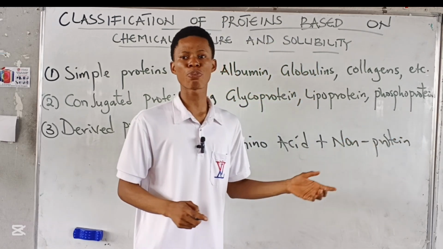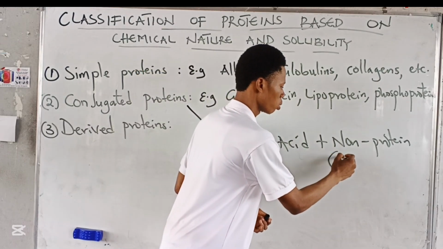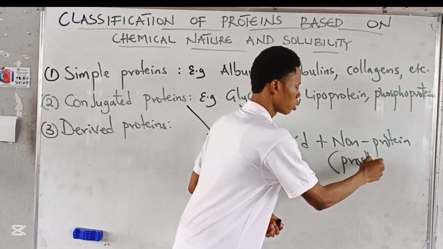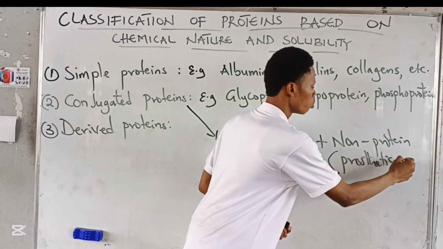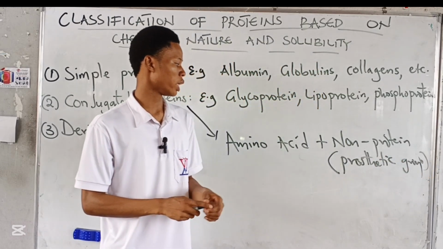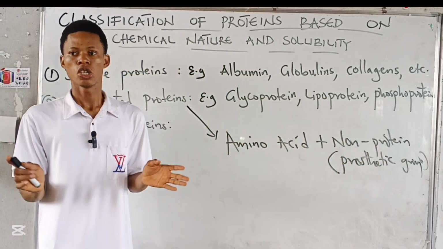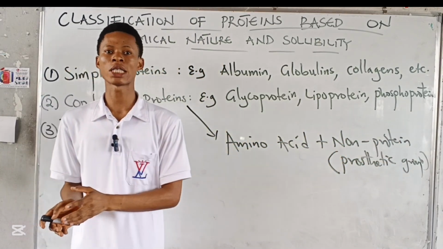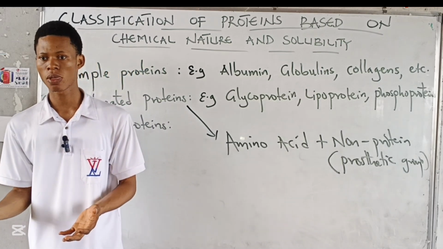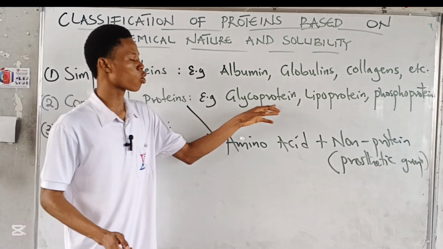And we said this non-protein moiety, this non-protein component is called what? Prosthetic what? Prosthetic group. The non-protein component is called the prosthetic group. Prosthetic group. Do we get that? So conjugated protein is amino acid plus prosthetic group. Examples of conjugated proteins are glycoprotein.